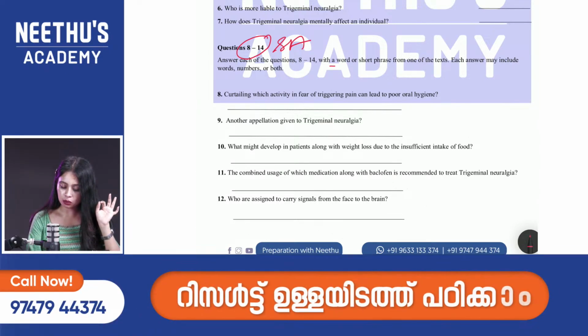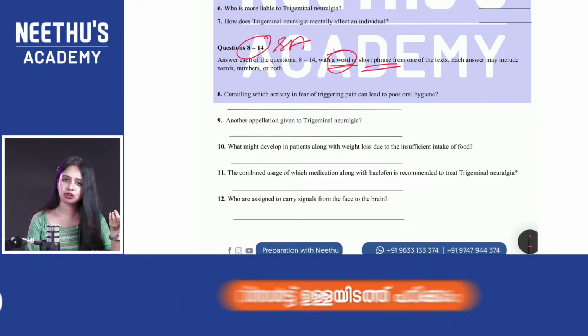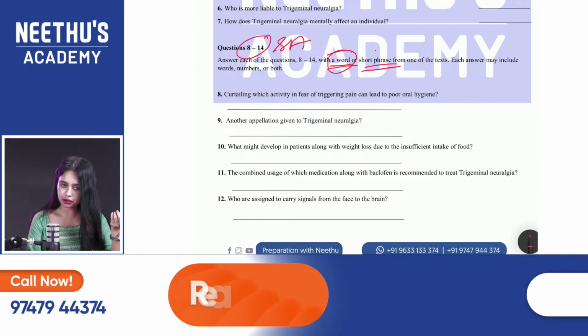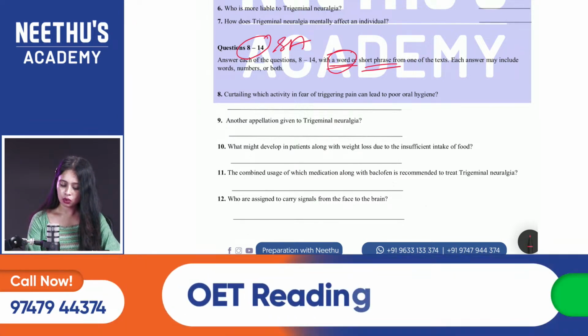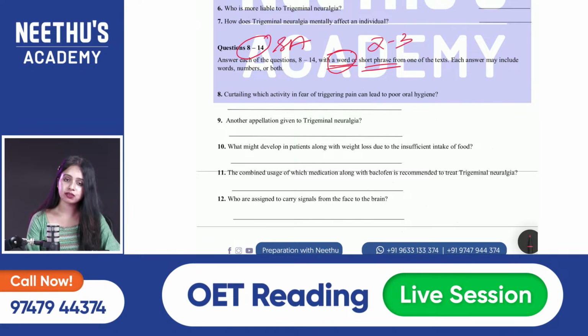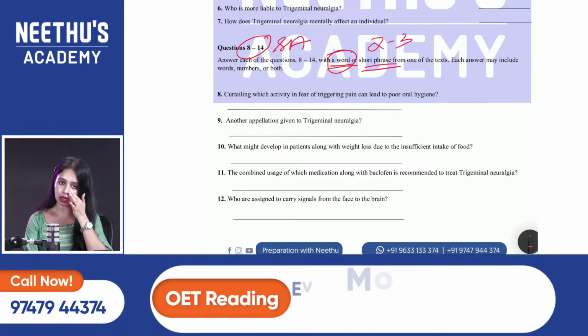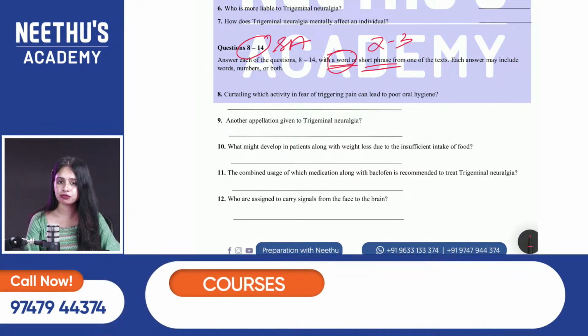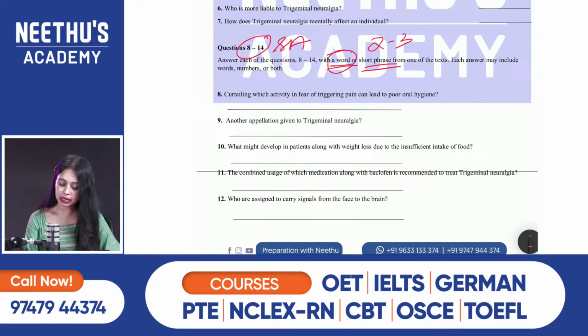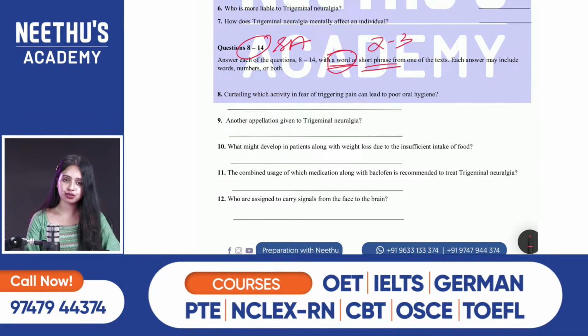You can write in a word or a short phrase. See, a word itself is a word. And a short phrase is a short phrase. So maximum 2 to 3 words, not more than 3. And if you are writing more than 3 words, definitely they will strike it off. No doubt. So please do write answers in 2 to 3 words.